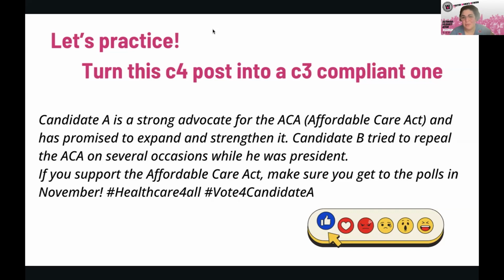But we wouldn't be able to say then after that, make sure you go out and vote, right? Because that's like a veiled way of saying don't vote for him. So we could still say, if you support the Affordable Care Act, make sure you get to the polls in November. Hashtag healthcare for all. That doesn't mention any candidates by name. We're just talking about an issue that is important to us and encouraging everybody to get out and vote for the issues that matter to them. All right, let's go to the next one.